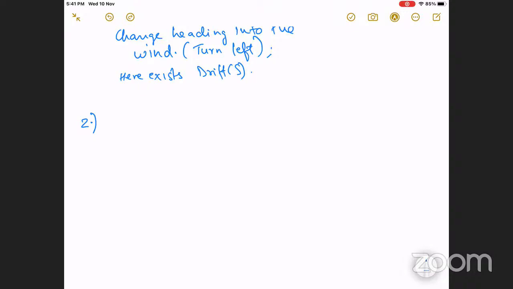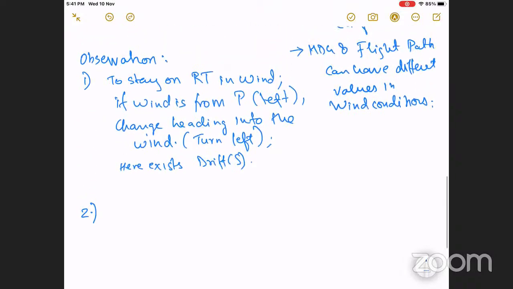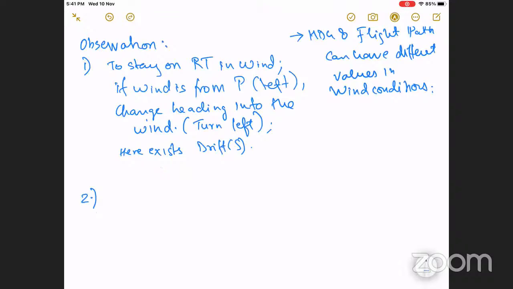Dinesh, are you following? Form, sir. Sir, can you please repeat the question? Yeah. Question: what will happen if the wind is from the starboard side, that is the right side? Remember, the left of the aircraft is port and the right of the aircraft is starboard. So if the wind is from the starboard side, then we will move towards the port side.